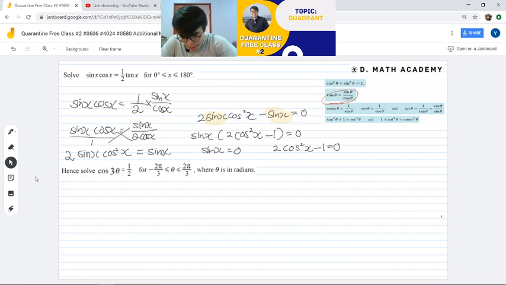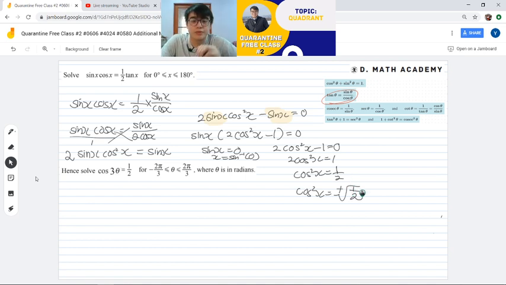Okay, so let's key in our calculator. x equals to sine inverse 0, as well as 2 cosine square x minus 1 equals 0, so cosine square x equals 1 over 2, cosine x equals to plus minus 1 over square root 2.